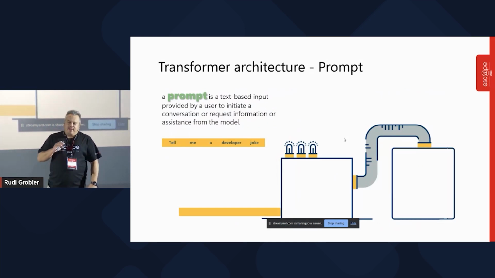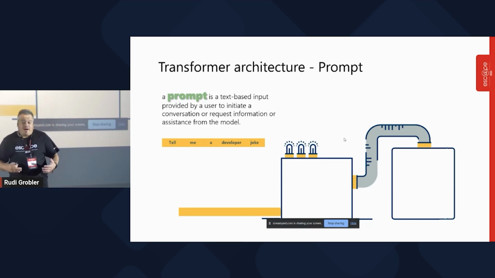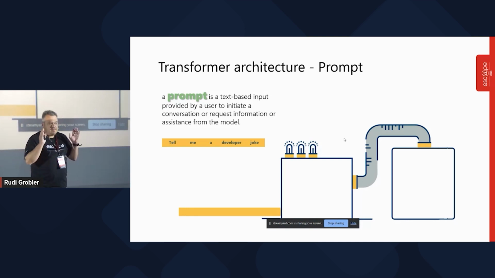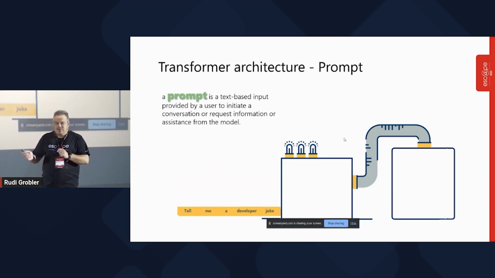Now, if we take our exact example of the factory that we had earlier, and we break down transformer architecture to its simplest form, keep in mind, this is a significant oversimplification of it, but you can think of it sort of in the same way. So this time around, I would ask it something like, tell me a developer joke. Okay, so that is what is called the prompt, or the start of the sentence that we give it. We just simply pass it into our model.